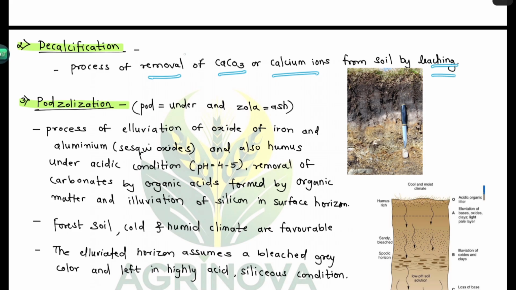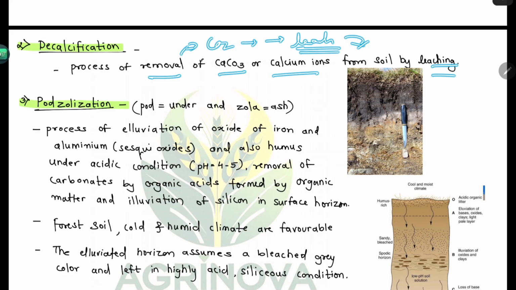Here also we can say that due to the dissolved carbon dioxide in the water, it forms soluble bicarbonate and leaches down to the lower soil horizon or the soil profile.